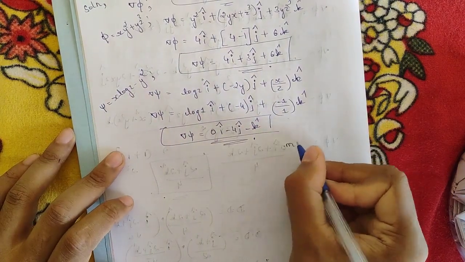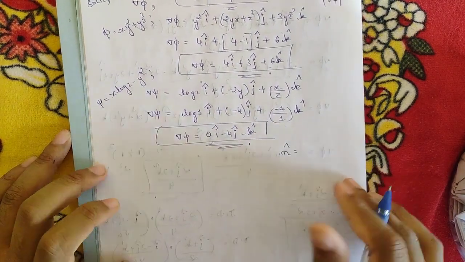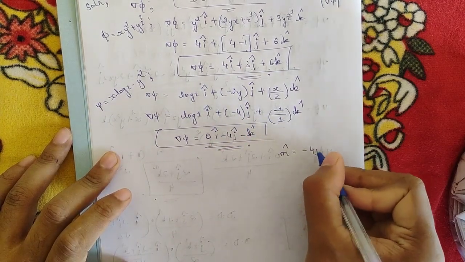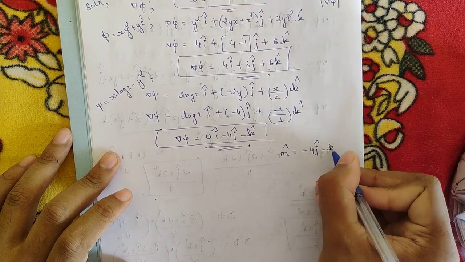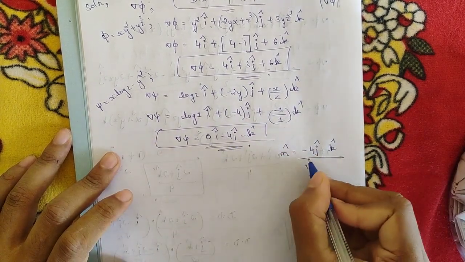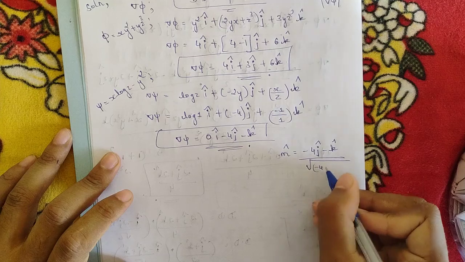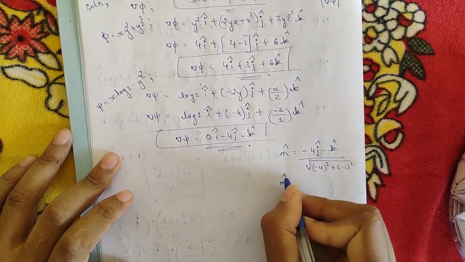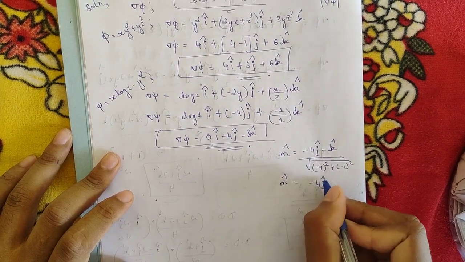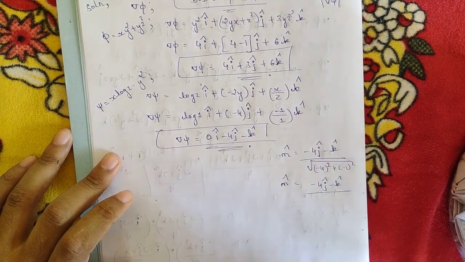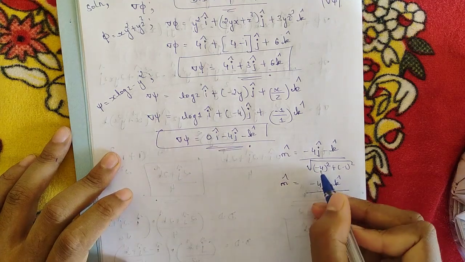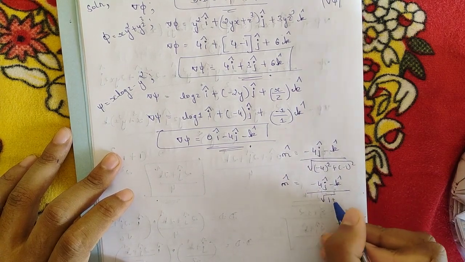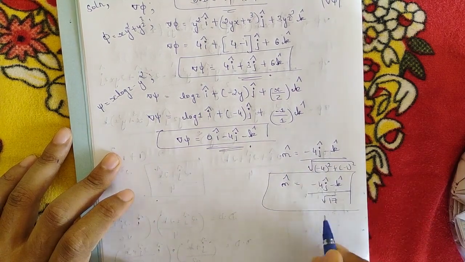Now substitute in the unit vector n, since we need to find this n cap here. So n cap is equal to del psi, that is minus 4 j cap minus k cap divided by magnitude of this part, that is minus 4 the whole square plus -1 the whole square. So n cap is equal to minus 4 j cap minus k cap divided by 4 square, minus 4 the whole square is plus 16 plus 1, that is square root of 17. So this is the answer of n cap.